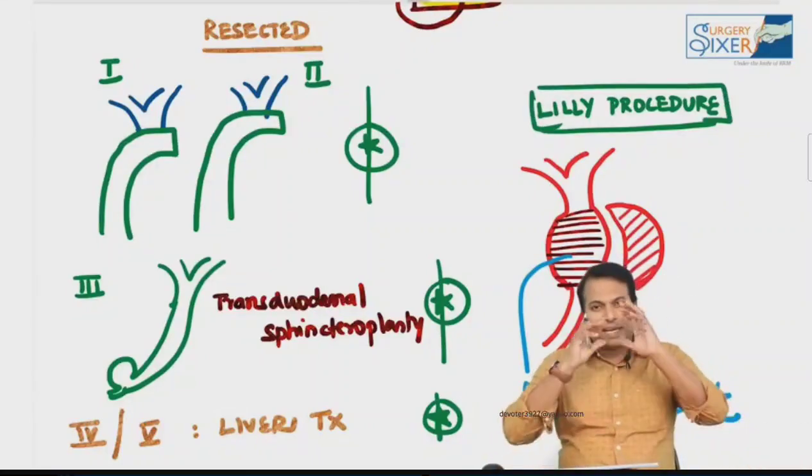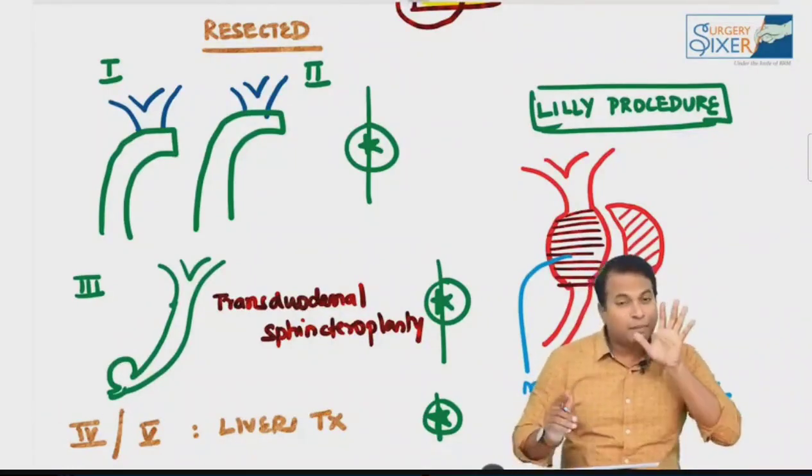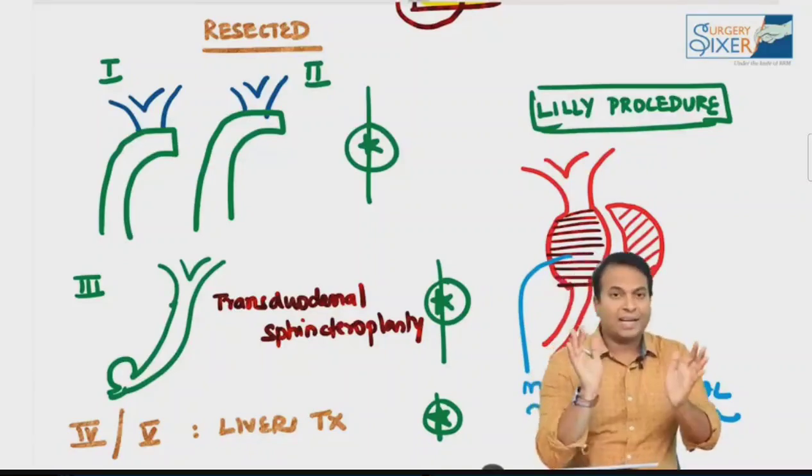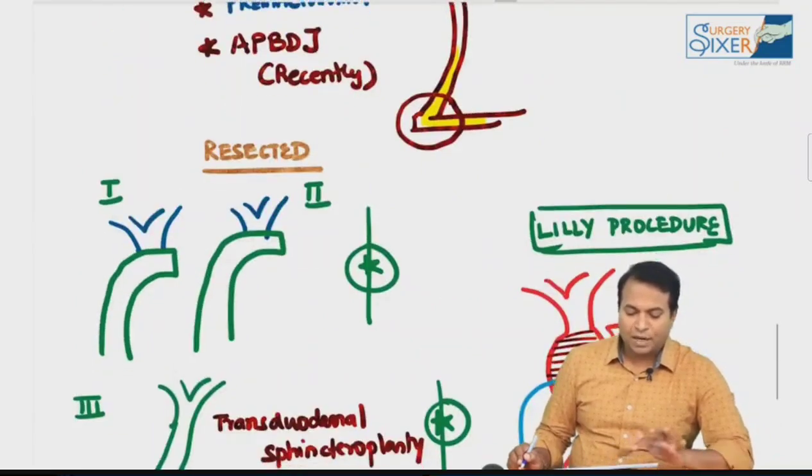So Lilly procedure: the anterior wall is removed, the posterior wall mucosa is removed, and the serosa is left with the portal vein itself, because the portal vein and the cyst are very closely attached. This is a very rarely done procedure. Just for completion, I'm telling Lilly procedure. So this is the management of choledochal cyst.